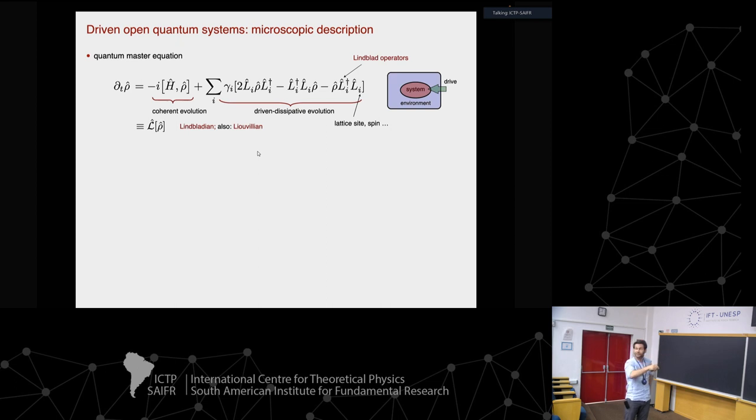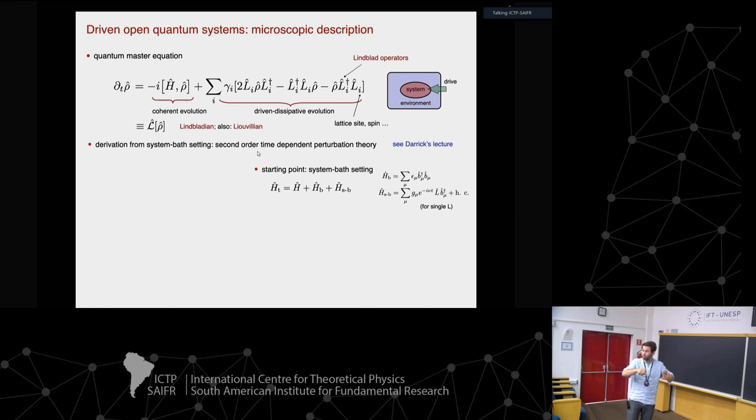These L_i's are called the Lindblad operators. I think you've seen them. And this index here can run over whatever. For example, it might label the sites of a lattice system. It might label the spin degree of freedom. So it's a pretty general index. And these L operators here, they describe really how the system is coupled to the bath. And then one integrates out the bath to get this driven dissipative evolution. And this whole thing here is referred to as the Lindbladian operator.